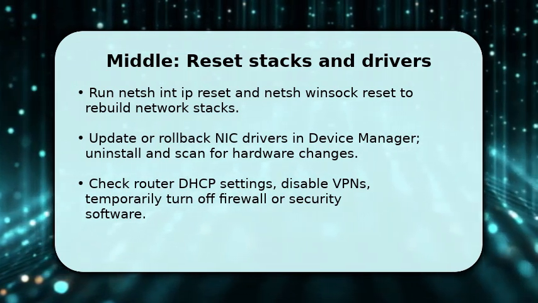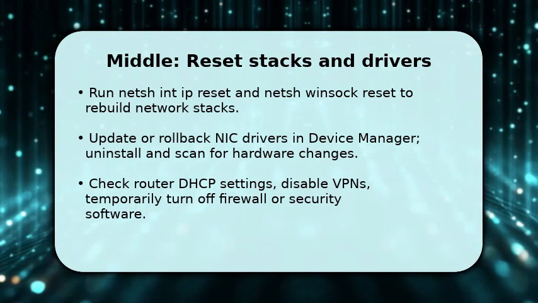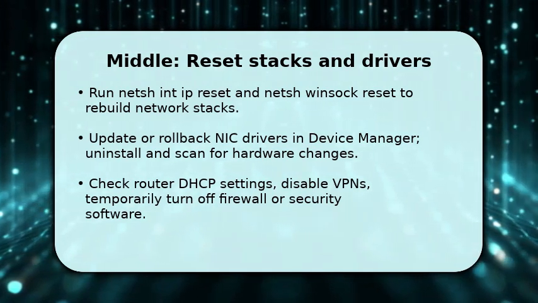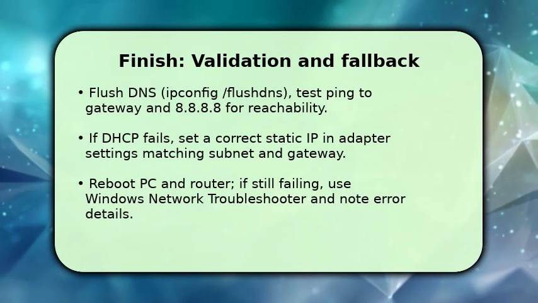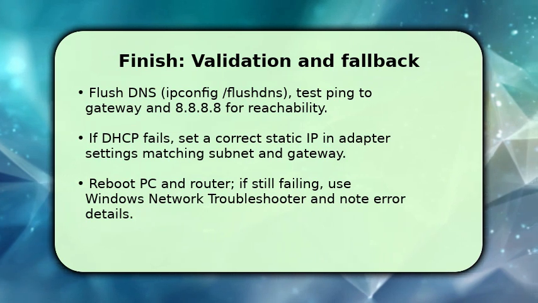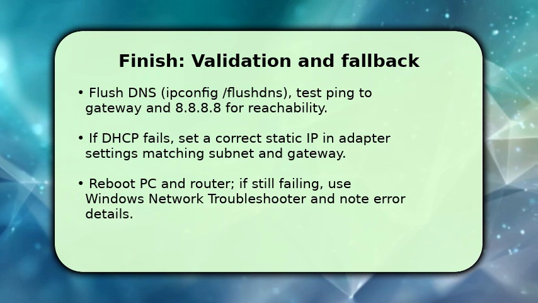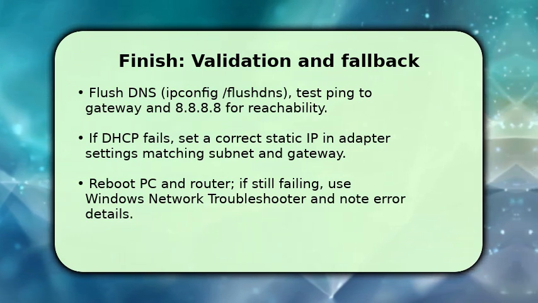To finish, validate connectivity and apply a safe fallback if DHCP remains stubborn. Flush DNS with ipconfig /flushdns, then ping your gateway and 8.8.8.8 to confirm local and internet reachability. Success shows routing is fine.